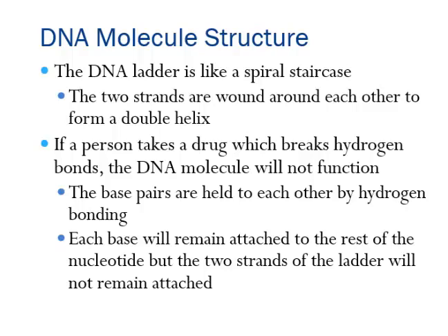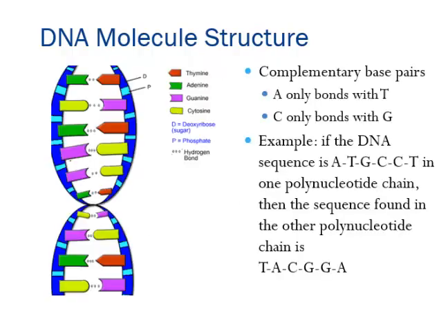Okay, so let's take a look at the slide. Over here, the DNA ladder is like a spiral staircase with 2 strands wound around each other, and the bases are held together with hydrogen bonds. They can be broken by some sort of a drug or medication, but again, I don't even want to really go into that right now. But the point is, as we discussed before, this is the backbone, which contains the phosphates and the sugars, and these things over here are the bases.